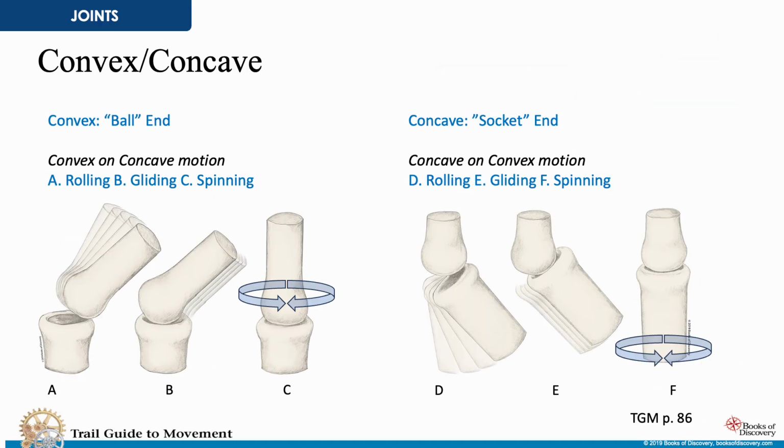Ball and socket joints are convex and concave. The convex is the ball end and concave is the socket end. And this shows different examples of what can happen during those motions.